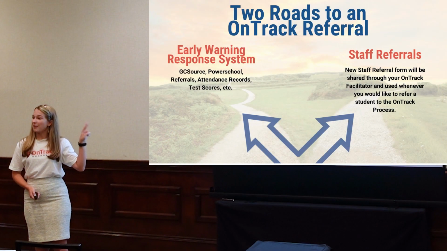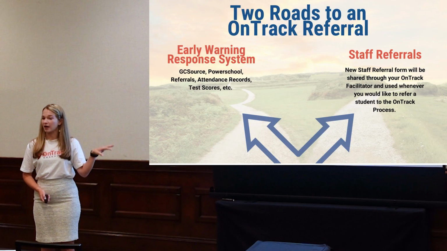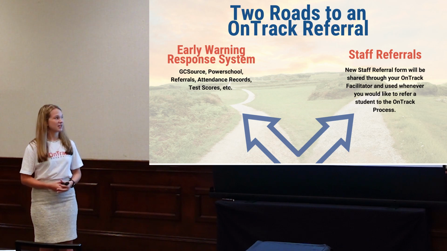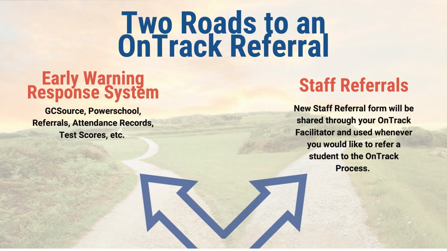There are 2 main pathways for a student to be recommended to the OnTrack process or to be considered a good candidate for the OnTrack process. And that is the early warning response system, which is what we just looked at, which is that attendance, behavior, and course performance data, or staff referrals, you guys. So this is something that's become even more crucial and important over the last several years as we've seen students flagging more and more and more.